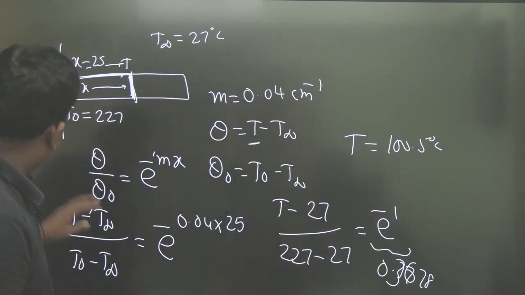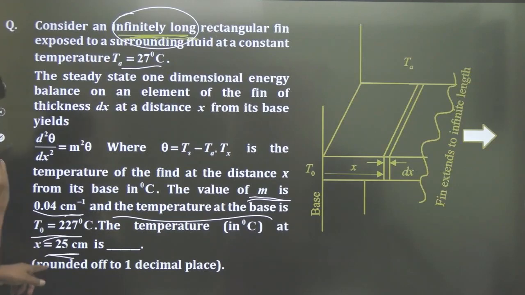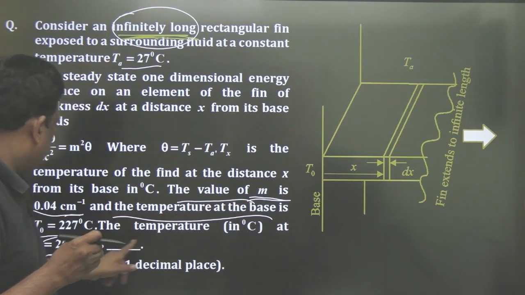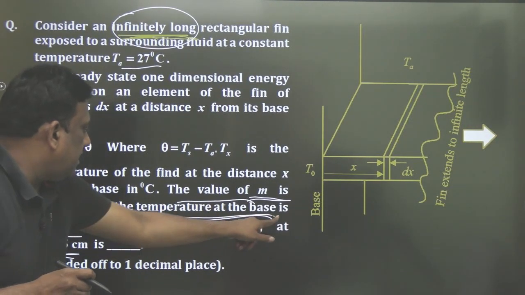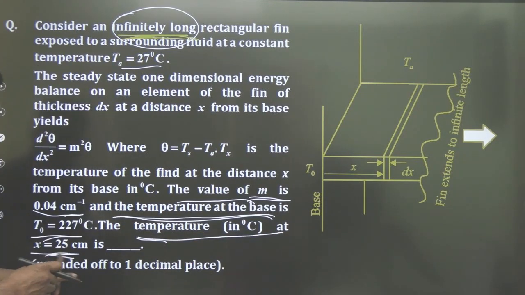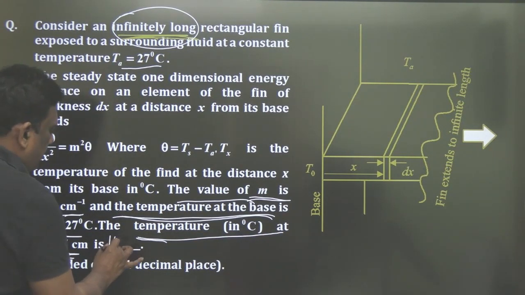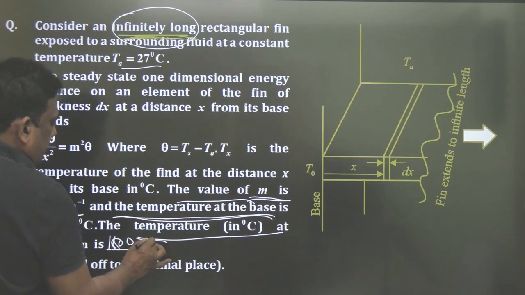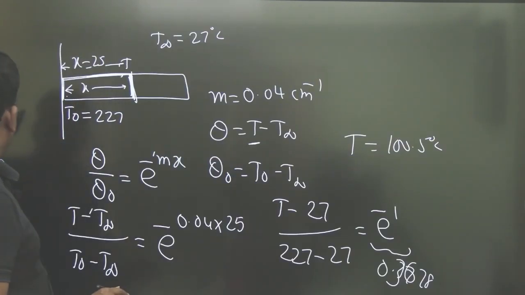He is asking the temperature at 25 centimeter. The value of m is given, the temperature at the base is given, then the temperature in degree centigrade at x equal to 25 is 100.5 degrees centigrade. So this completes all the questions.